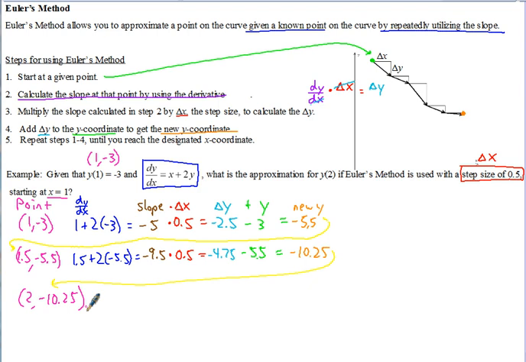And that's what we're looking for. We're looking for y of 2. And then I can say y of 2 is approximately negative 10.25 using Euler's method, where the step size is 0.5.